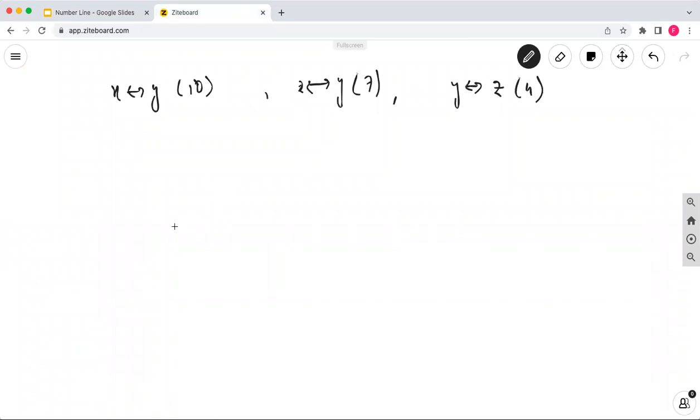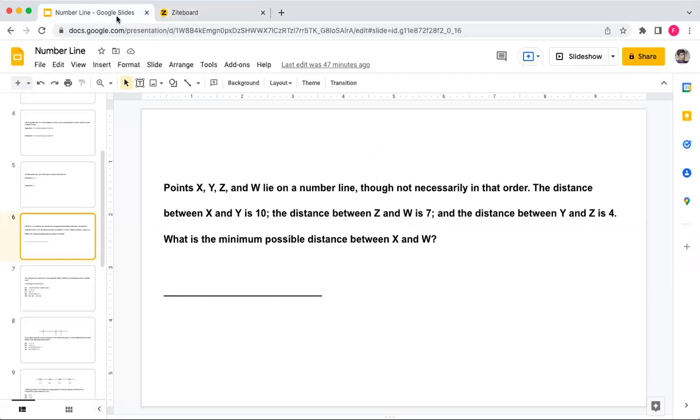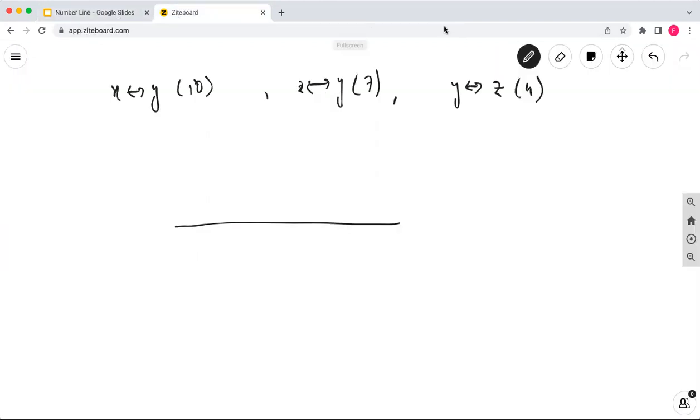Okay, so first start with x and y. Middle one is Z and W, the distance 7. So we have x and we have y. The distance between x and y is 10. First thing. Now the distance between z and w is 7. Just leave this. Move to the last one. The distance between y and z is 4. Okay, so there could be two scenarios.